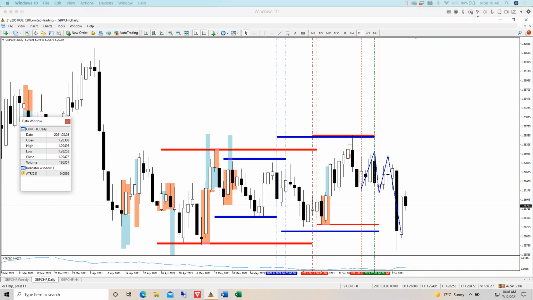So GBP Swiss, should be on daily. Trending, yes. Technically strong, no. And we're going to call that a phase 2 wave.